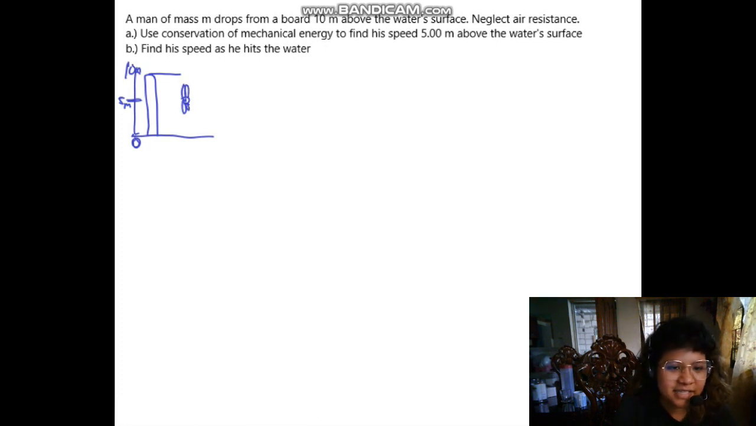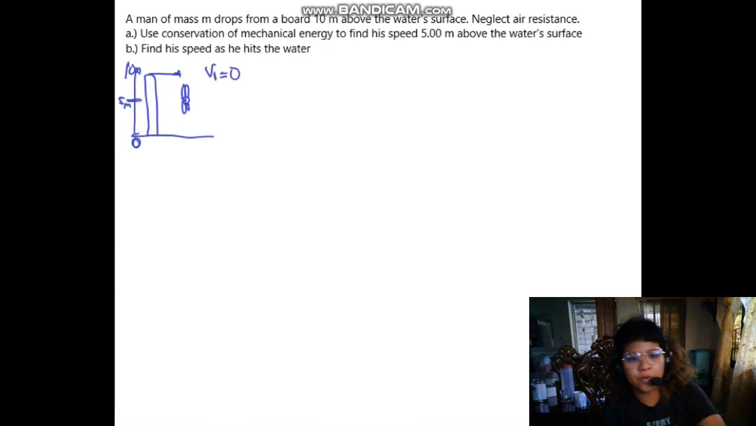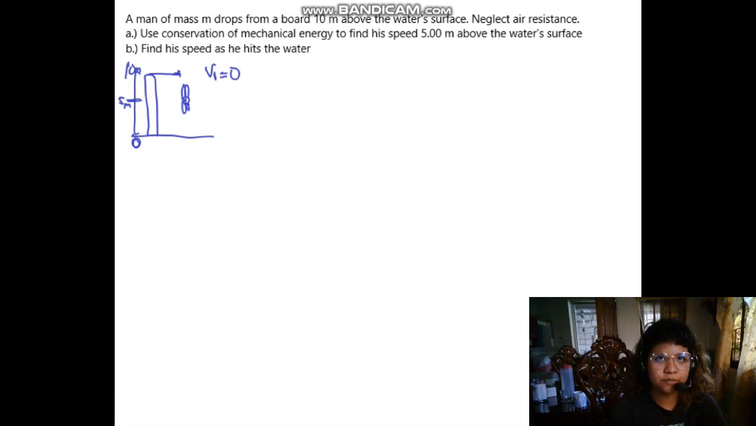So let's make a simple figure. This is 0, and this is 10 meters above 0, and this is 5 meters above 0. Then this is the diver. Since he's jumping, starting from the plank, his initial velocity will be 0. And the final position is also 0.